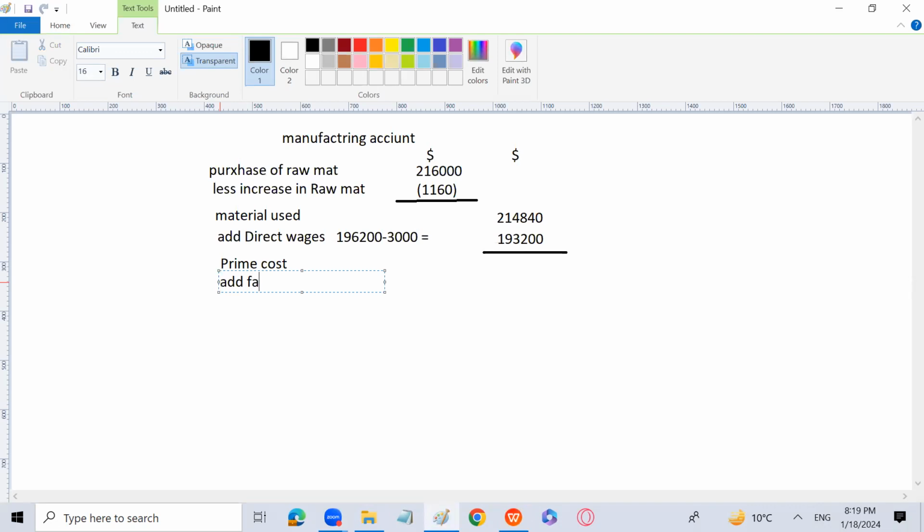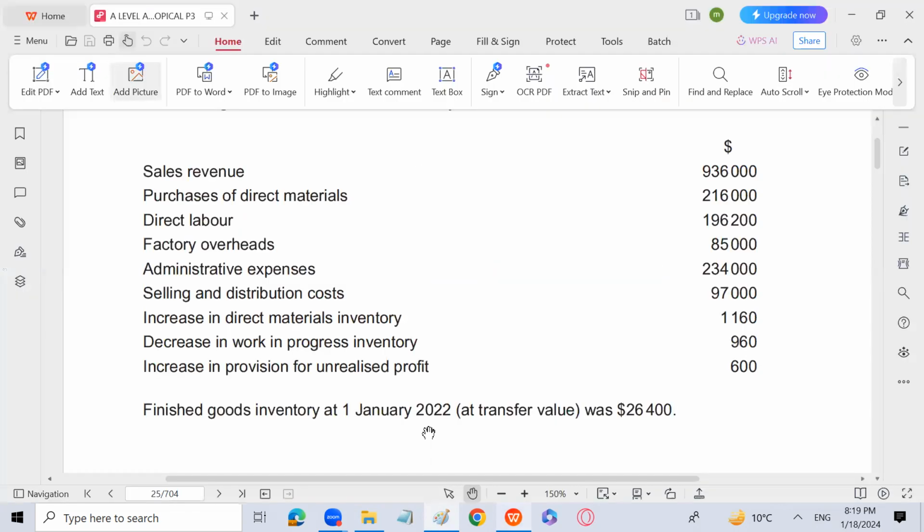And then I will add factory overheads into this prime cost, and we'll see how factory overheads have been given in the question. 408,040. So the answer is going to be 408,040, right? That is going to be the prime cost. Next, we have to add factory overheads as usual. And factory overheads have been given in the question as a single amount. We don't have other amounts given. That is 85,000. But we are not supposed to write 85,000 directly.